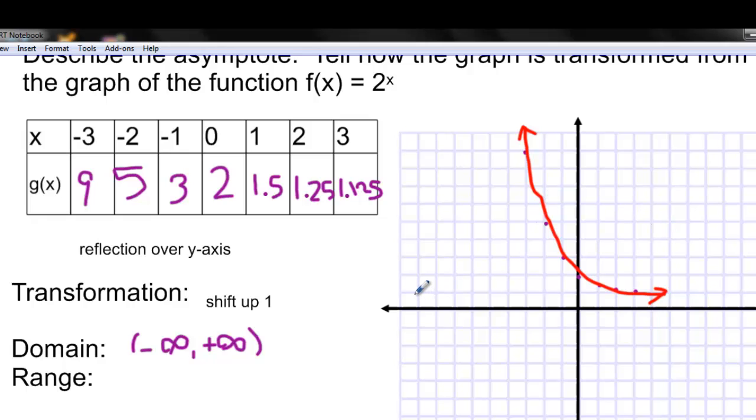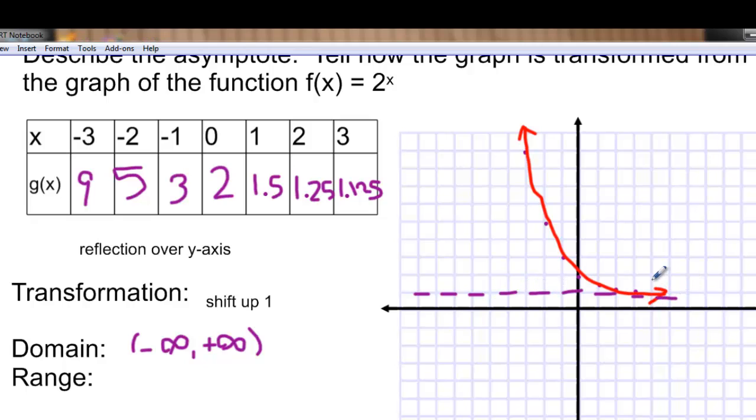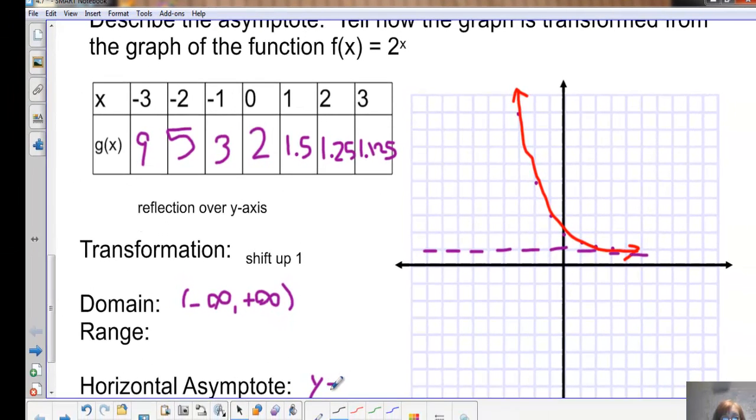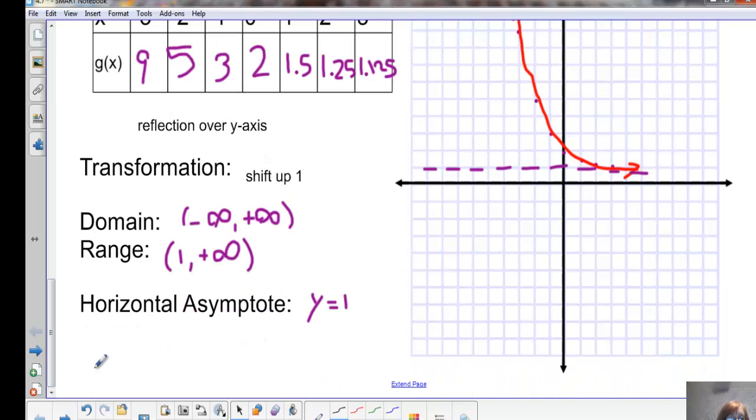And I think what we're going to see here is that there is going to be a horizontal asymptote, that the graph gets closer and closer to right here at y equals 1. So I'm going to even fill that in right now. Horizontal asymptote is y equals 1, and the range then is going to be from 1 to positive infinity, not including the 1. So that's why we use a parentheses with the 1. All right, so that's how you do a graph of an exponential function.